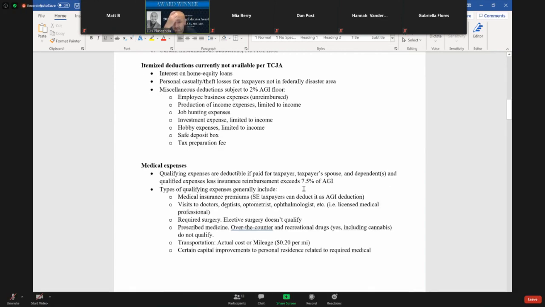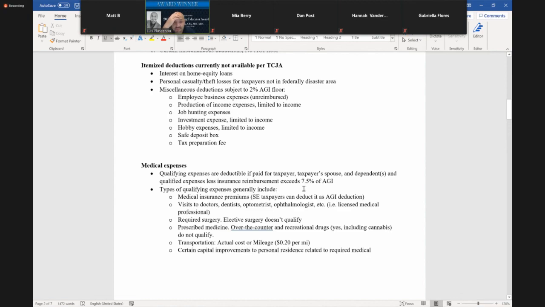Now, in terms of medical expenses, what can you deduct? Qualifying expenses are deductible if paid for the taxpayer, the taxpayer's spouse, or a dependent. And that excludes any insurance reimbursement. If your insurance covers it, you don't include it. It includes all your out-of-pocket money, your co-payments, and your prescriptions that you pay out of pocket, not what the insurance covers. Medical insurance premiums are included. Self-employed individuals can take that as an AGI deduction limited to their net income. So just keep that in mind. If they have a net loss, then it just goes as an itemized deduction.